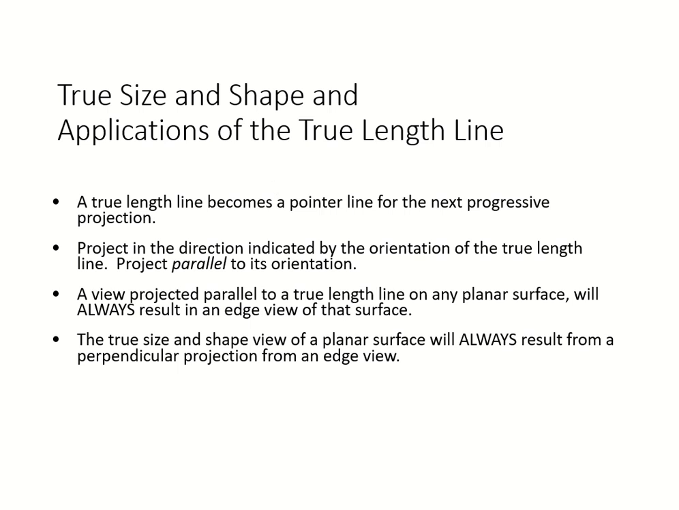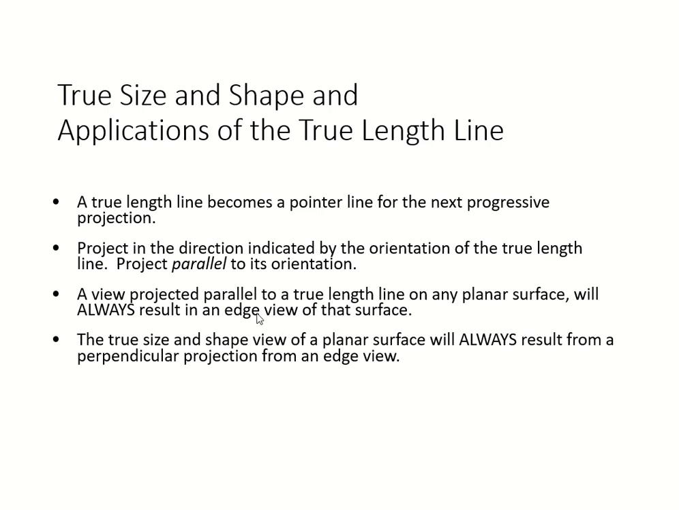So how are we going to project? We're going to project in a direction. Every time you project something, you've got a direction. It means you're going in the orientation of the true length line, and you have to do that projection parallel to its orientation. We're going to come to that with a diagram, so you can visualize it easily.